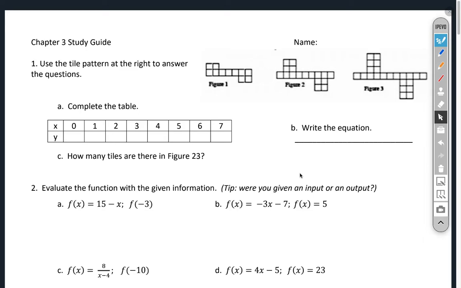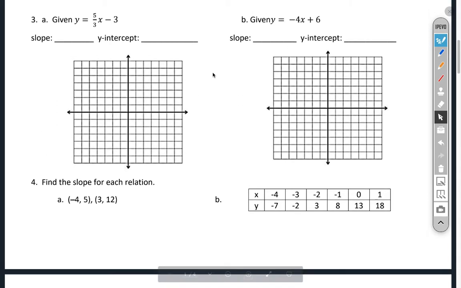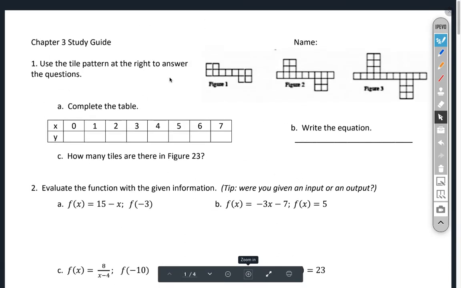You guys seem to really appreciate the 9 weeks test study guide review, so I'm going to start doing this for all of our tests now. So hopefully this helps you. Sometimes seeing the answers doesn't give you quite as much grasp as seeing it worked out.